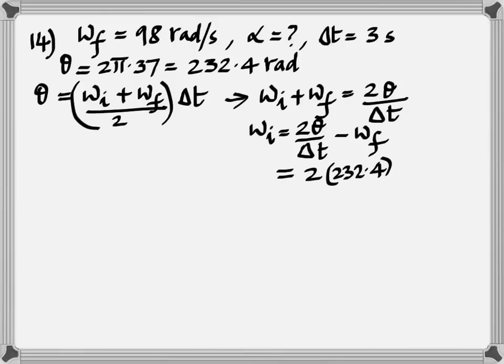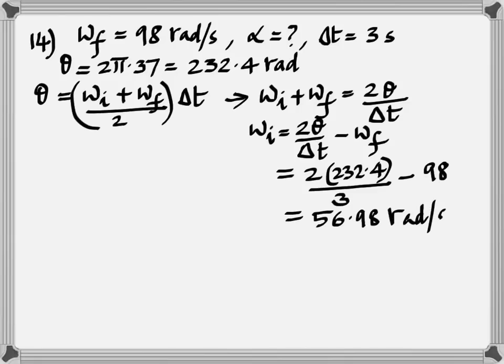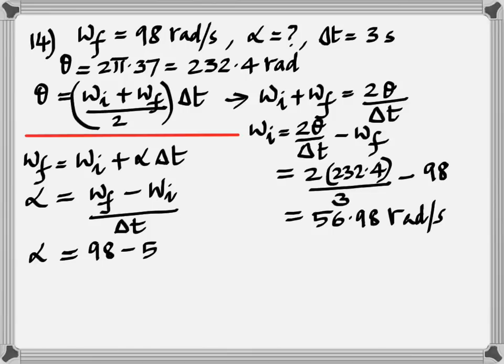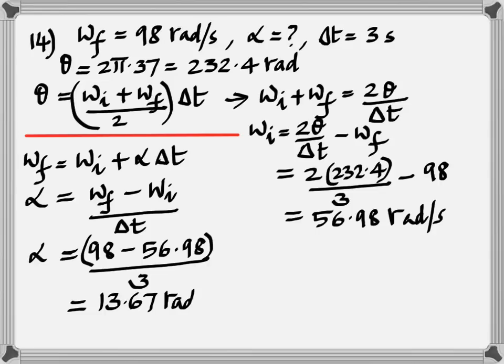Omega I is the subject. Now we can use this equation to find alpha. .67 radians per second squared.